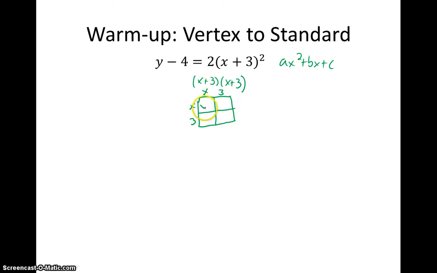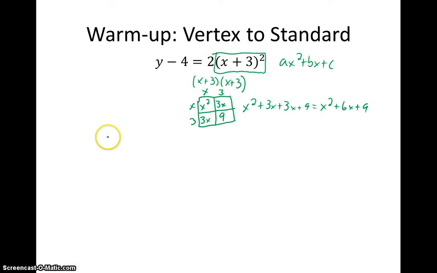So x times x is x squared. x times 3 is 3x. x times 3 is 3x again. And then 3 times 3 is 9. And now if I add everything here, I'll have x squared plus 3x and another 3x plus 9. Altogether, that gives me x squared plus 6x plus 9. Now that's just this part right here. So that's what I've found so far here.